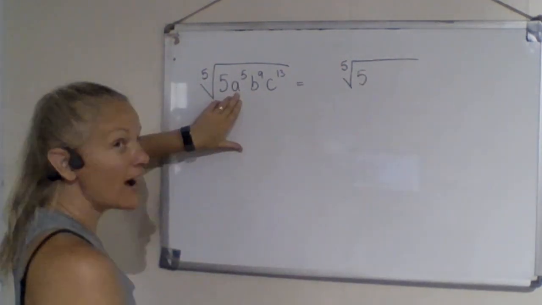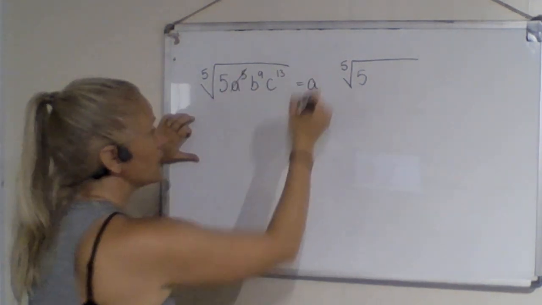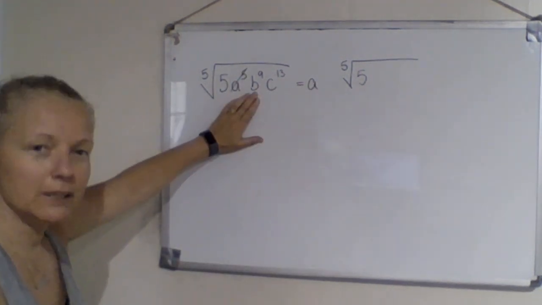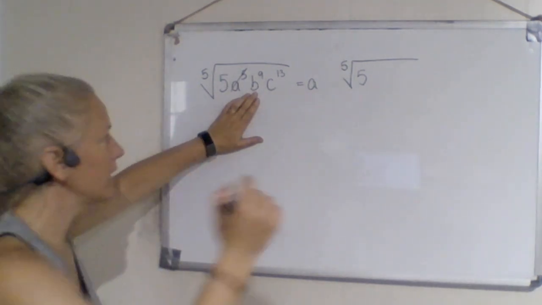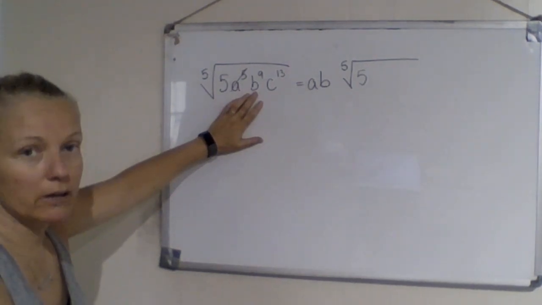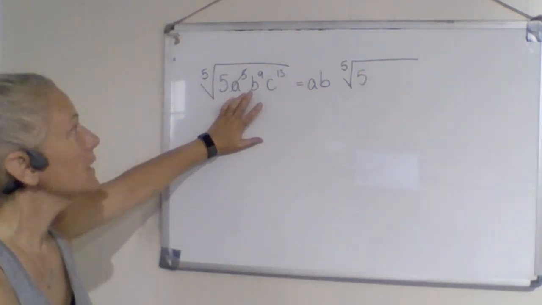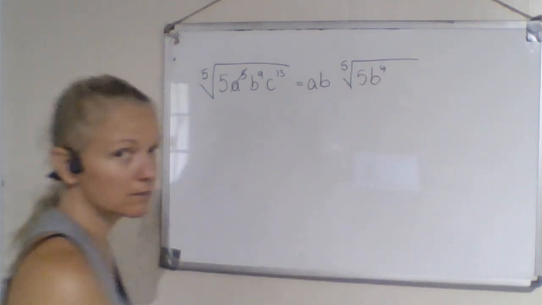I have 5 a's. I need 5, so 1 a comes out. How many b's do I have? I have 9. How many do I need to come out? I need 5. So a b comes out. What am I left with if I pulled 5 out? 4, right? 4 are not enough. B to the 4th. Correct?